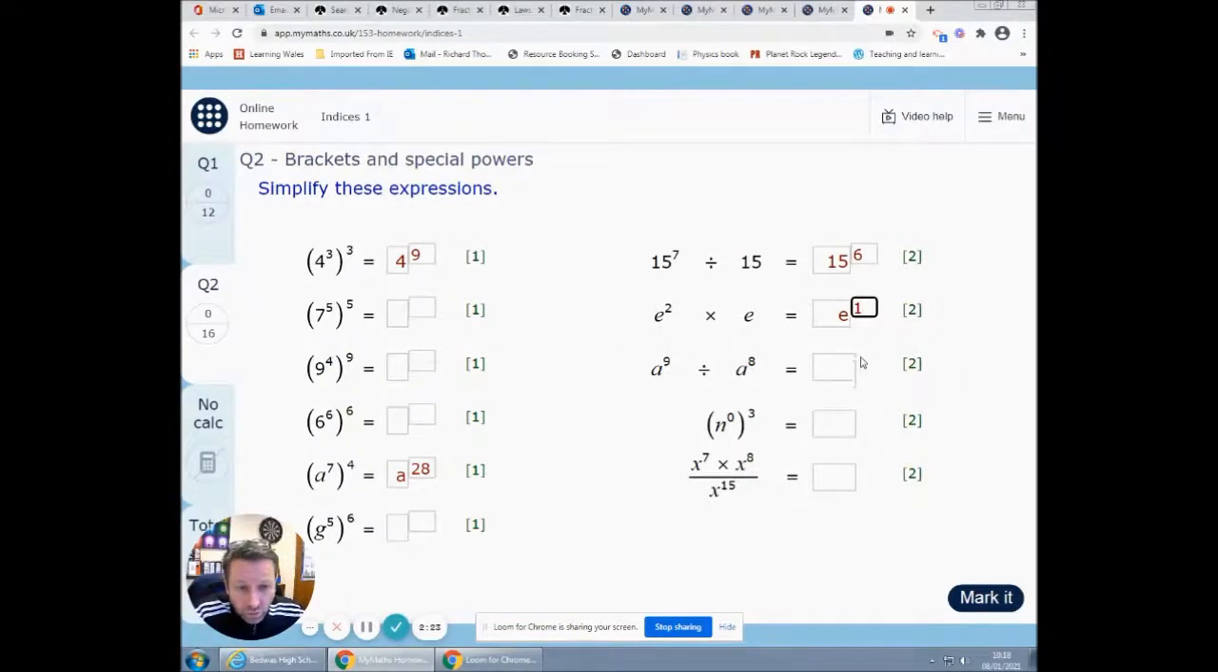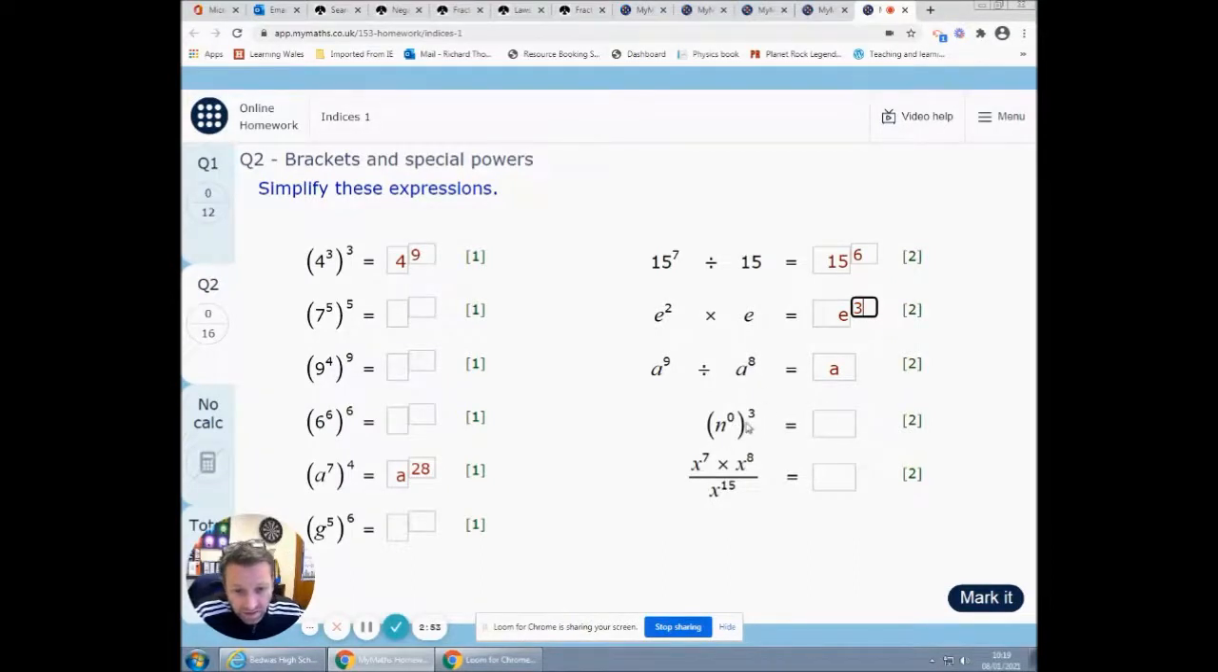Here, there's no room for a power in the answer. I've got 8 to the power 9 divided by 8 to the power 8. 9 divided by 8, the powers of 9 divided by 8 would be 9 subtract 8, which is 1. So that's just the letter A. And hopefully now you've just realized I got this one wrong, because it's a multiply, not a divide. So that's 2 add 1, so that should be a power of 3. That was my deliberate mistake for this recording.